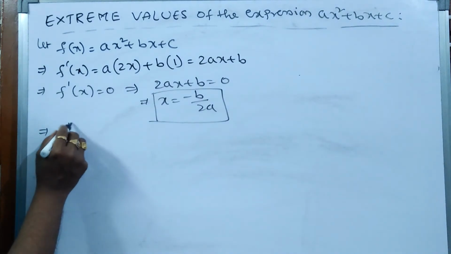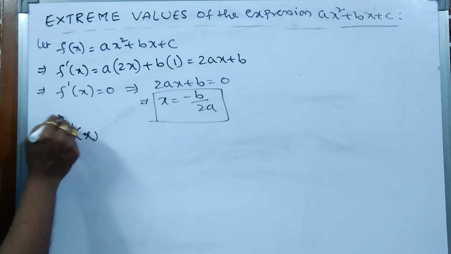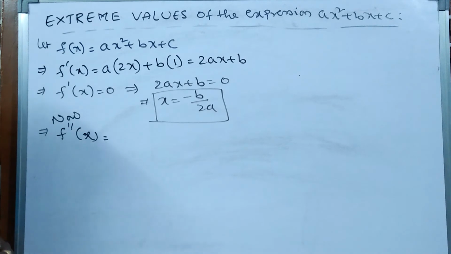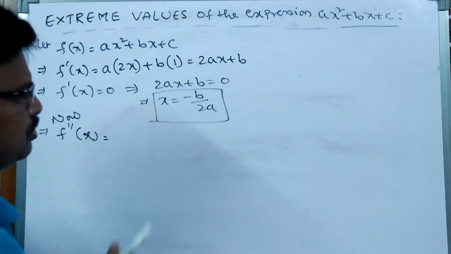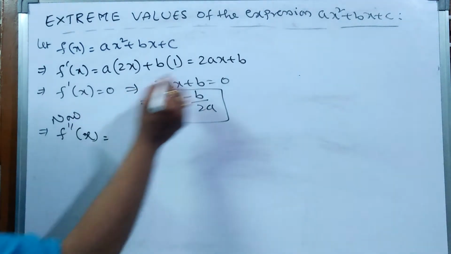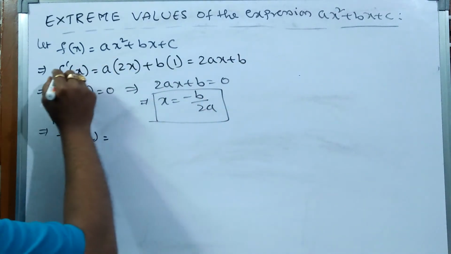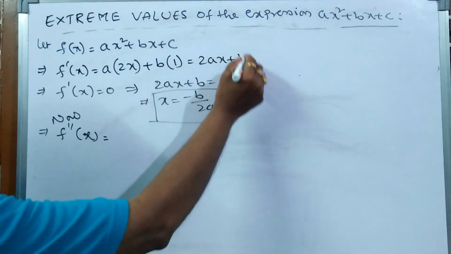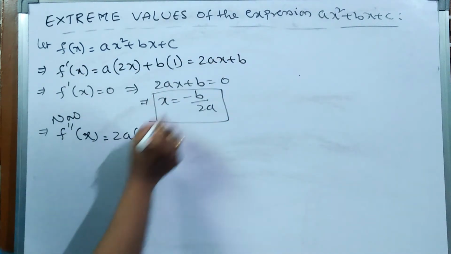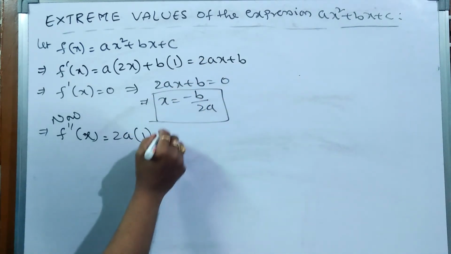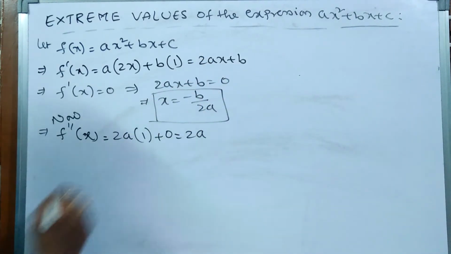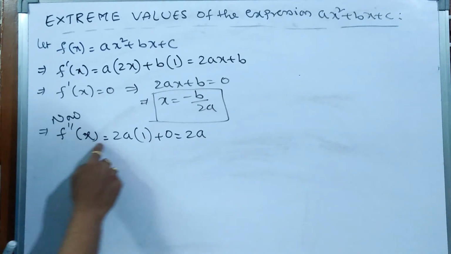Now I am calculating f''(x). Why are we calculating f''(x)? To check whether it has a maximum value or a minimum value at x = −b/2a. For that we take the derivative of f'(x): 2a times the derivative of x, which is 1, plus the derivative of b, which is 0. What you get is 2a. That means we got f''(x) = 2a.